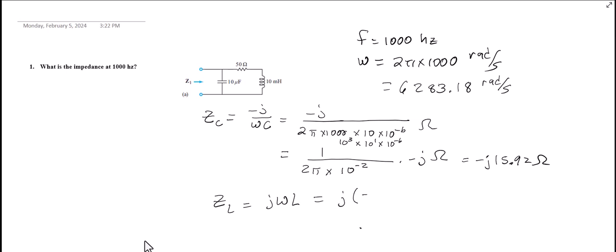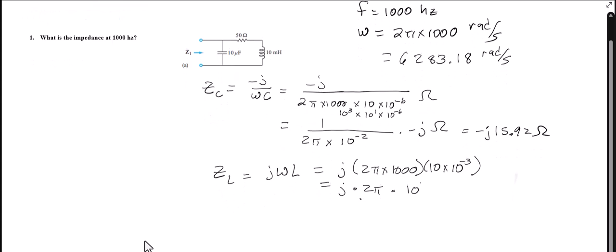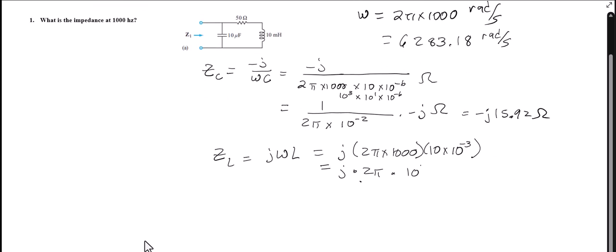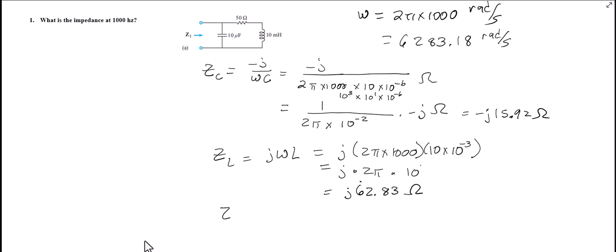Now I'll get Z of the inductor, and that is j omega L. So that's j times 2 pi times 1,000 times 10 times 10 to the negative 3, or that's j times 2 pi times 10 times 10, because 10 to the third times 10 to the negative third cancel each other out. So this is 2 pi, which is 6.283, times 10, so that'll be 62.83. So this is j 62.83 ohms.